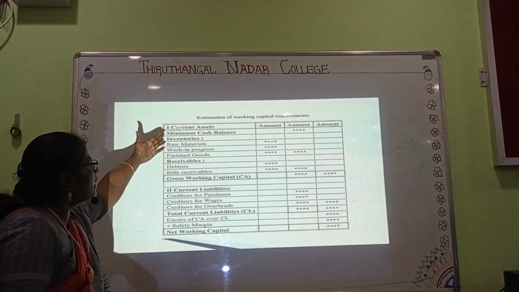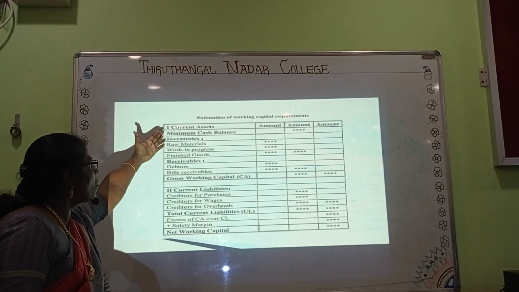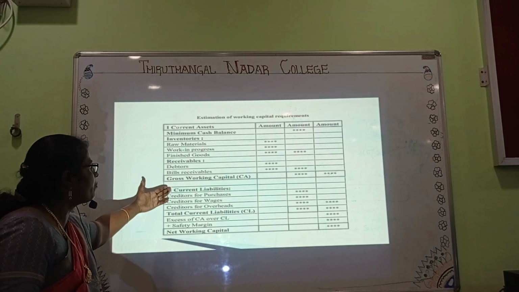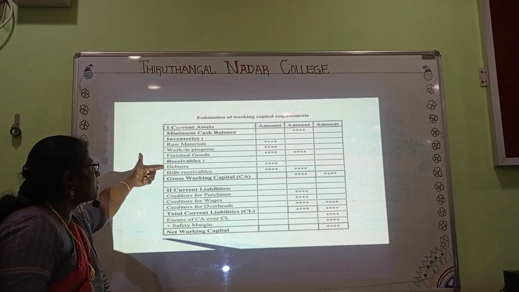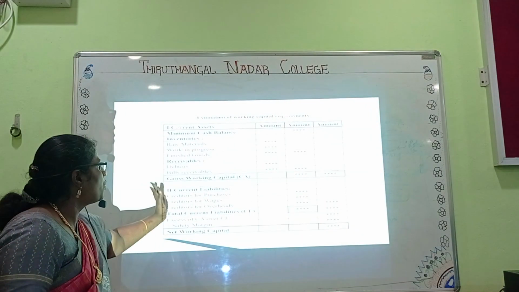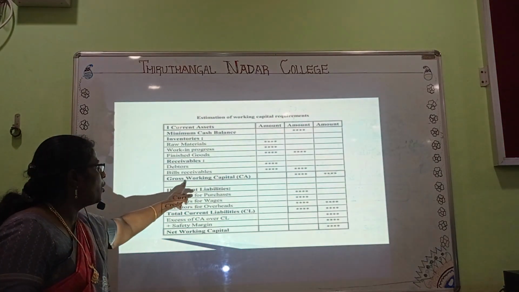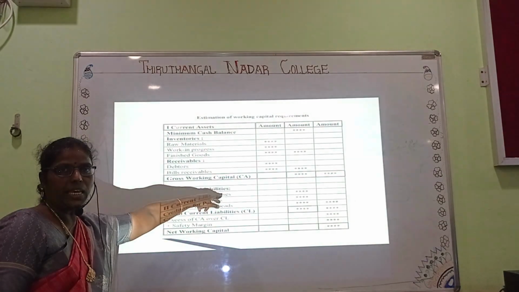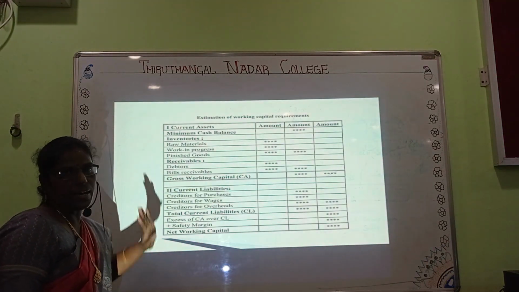First part of the statement is current assets. In the current assets, we have all the related current assets information. So inventories, raw material, work in progress, debtors, bills receivable, all these current assets. Total this current assets. And I already told you what is gross working capital. Gross working capital is total of current assets.